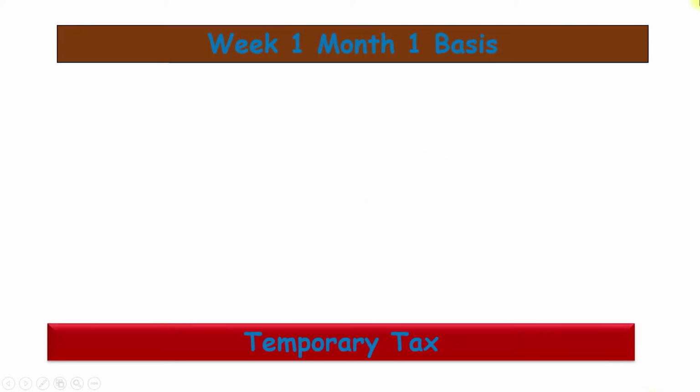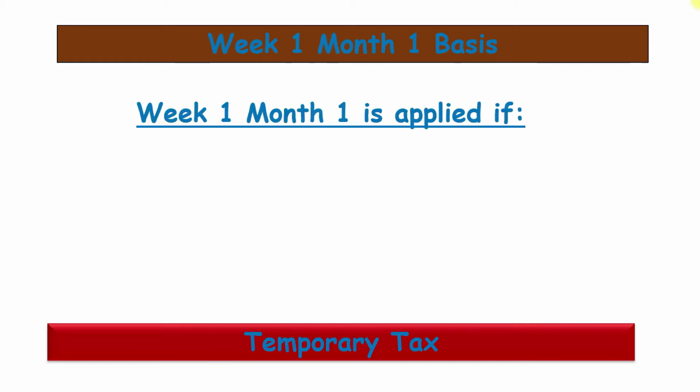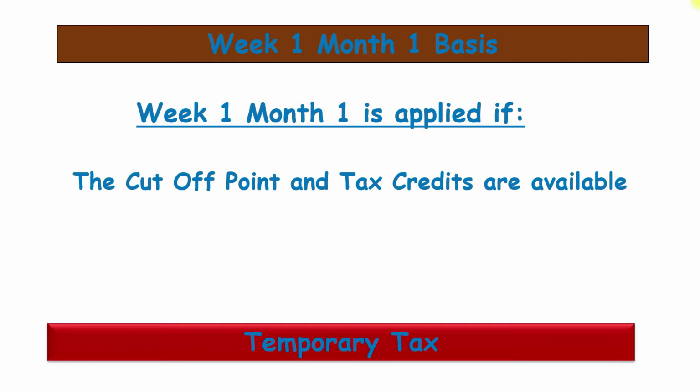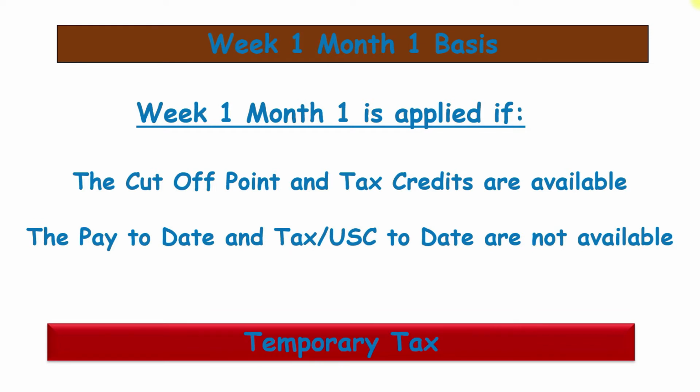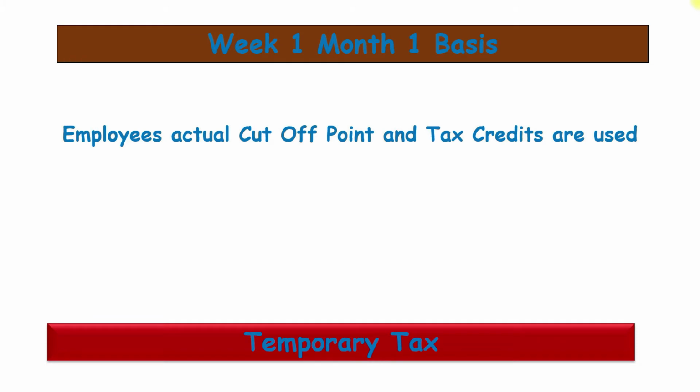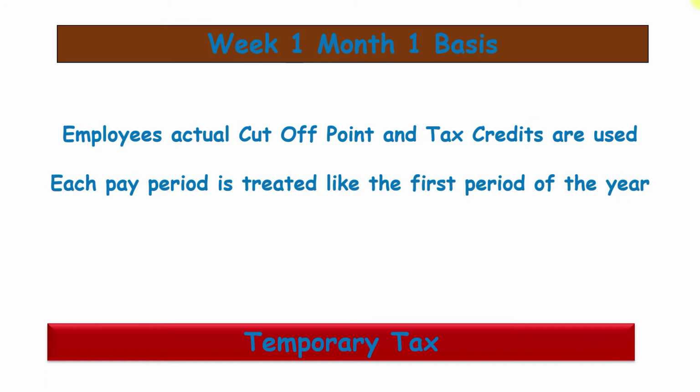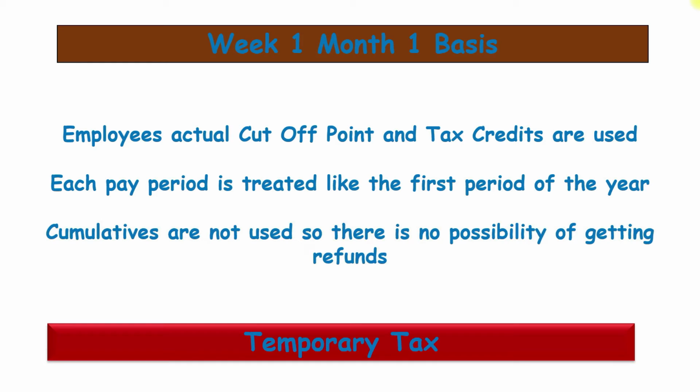A week 1 month 1 basis of tax is where each week is calculated as if every week is the first week of the year. There are no cumulatives. The most likely scenario where week 1 month 1 is applied is when we know the cutoff point and tax credits, but do not know the previous pay and taxes. To calculate the taxes owed, the employee's actual cutoff point and tax credits are used. Each pay period is treated like the first period of the year, which means that there are no cumulatives, so there are no refunds.